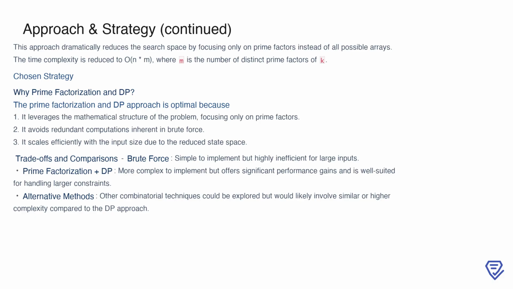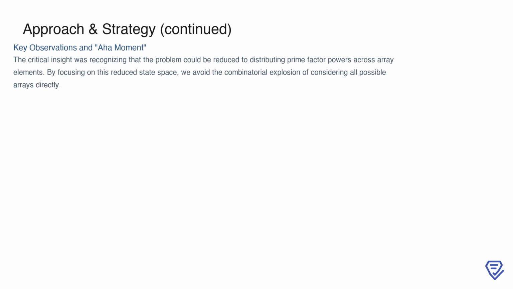On the other hand, the prime factorization and dynamic programming method is more complex to implement, but it offers significant performance benefits. Alternative combinatorial methods could also be explored, but they would likely involve similar or even higher complexity compared to this DP approach. The key breakthrough in solving this problem lies in the realization that we can focus on distributing the powers of the prime factors of k across the elements of the array.